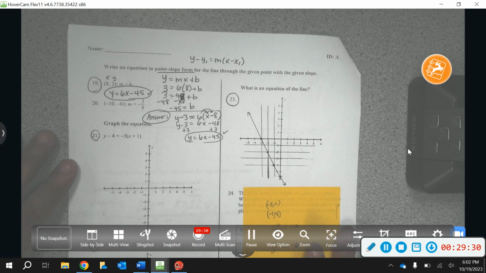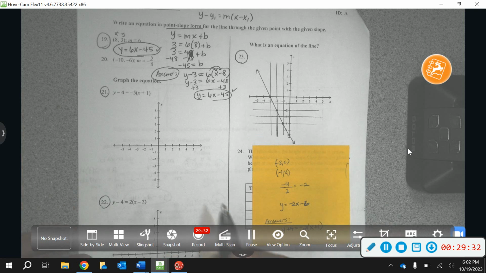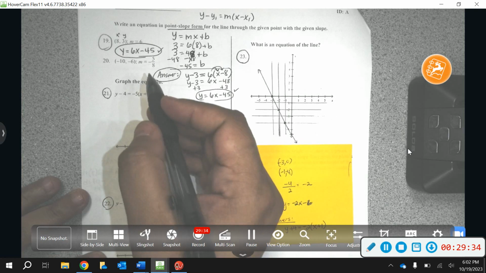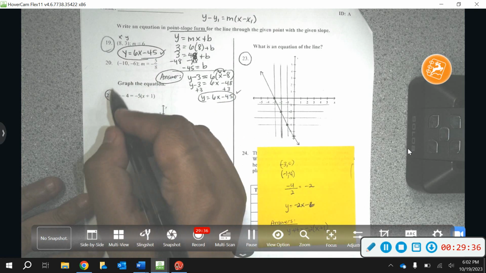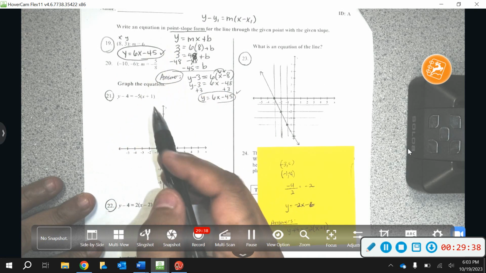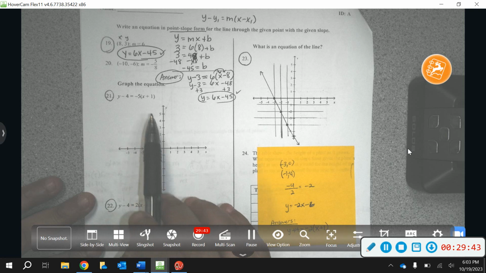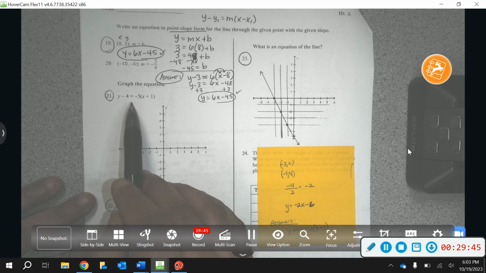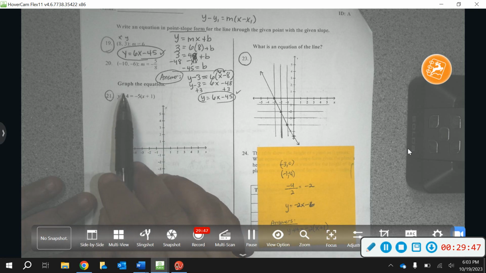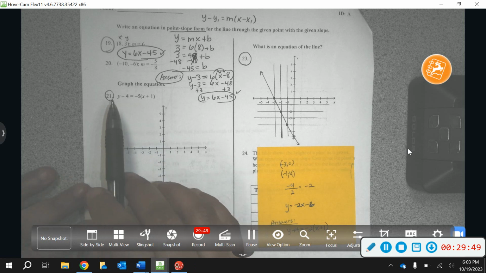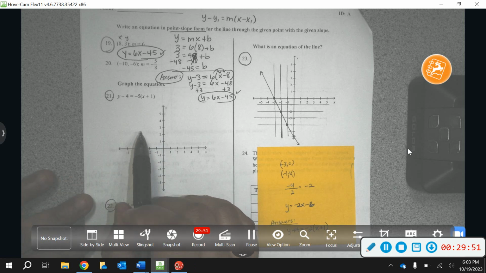All right, number 21. You're going to have to know how to solve for y anyways, because you need to know how to graph. You need y equals to graph. So yes, you can plot this point and use your slope by doing down 5 and over 1, but again, that is a lot of error involved, because what if you miss your negative? What if you plot the wrong point?